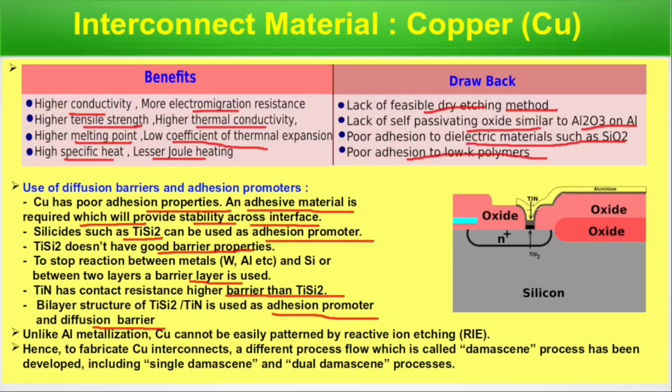So this is the diffusion barrier, this is TiSi2 and TiN. These are the two materials used. Since copper has poor adhesion properties, an adhesive material is required which will provide stability across interfaces. So TiSi2 can be used as adhesion promoter. And to stop reaction between metals and silicon, a barrier layer is used, that is TiN. So these two things are required. Unlike aluminum metallization, copper cannot be easily patterned by reactive ion etching. To fabricate copper interconnects, a different process flow called the Damascene process has been developed, including single Damascene and dual Damascene. We are done with this slide. We will move to the next slide.